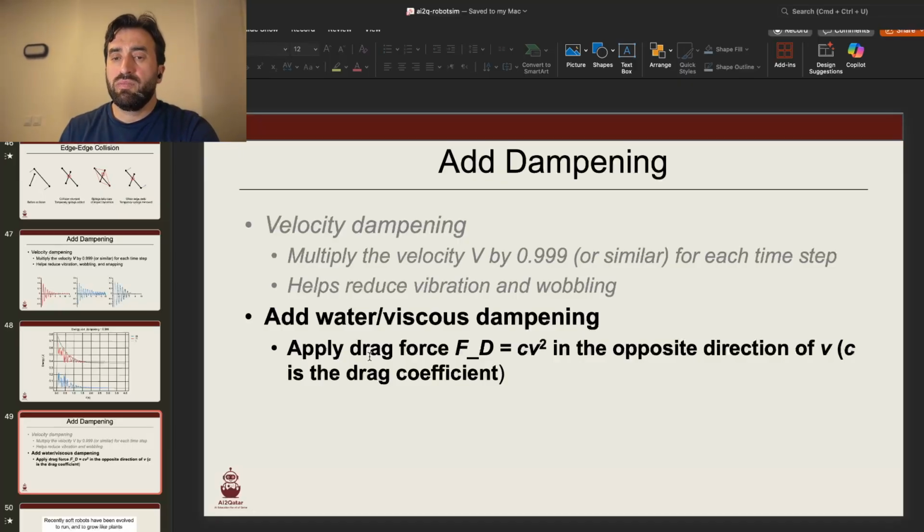You can also have viscous dampening. So, for instance, if you're driving a car, the dampening of the speed is caused by a number of factors, including the friction, air friction, or the road friction, or whatever. So you can apply a drag force that dampens the speed of the vehicle, which equals c times v squared in the opposite direction of v. So c is the drag coefficient, some constant, and v is the speed, the velocity of the object.